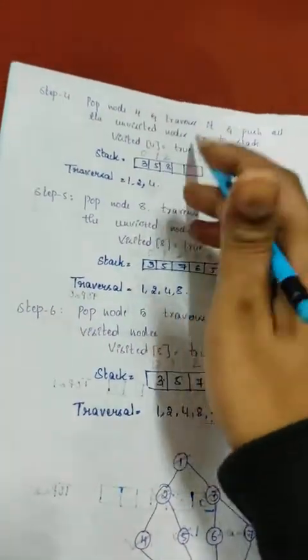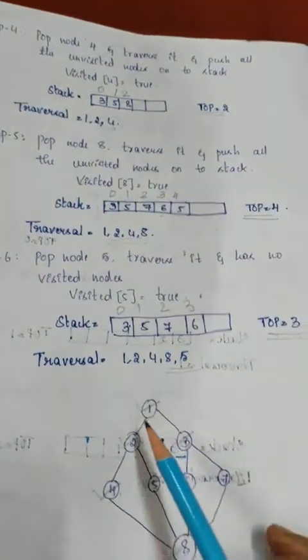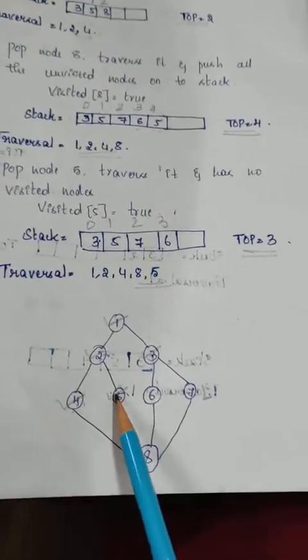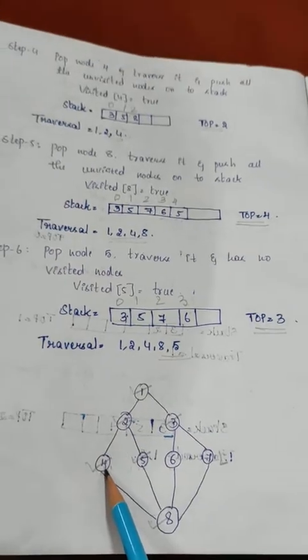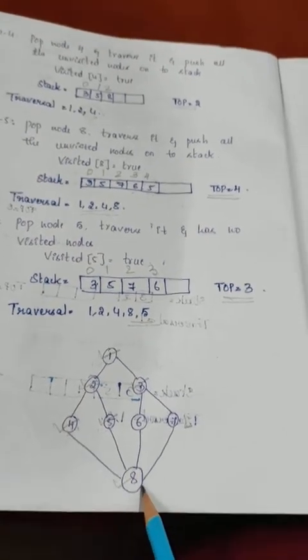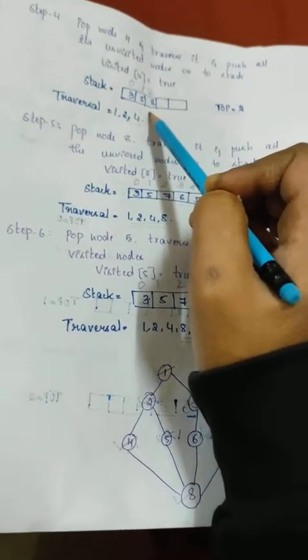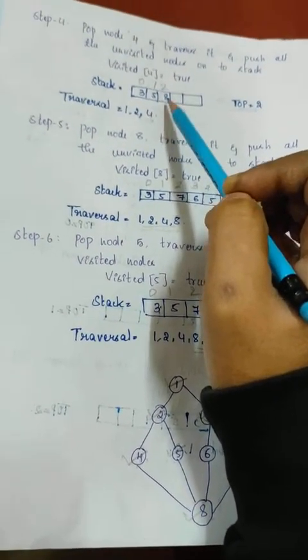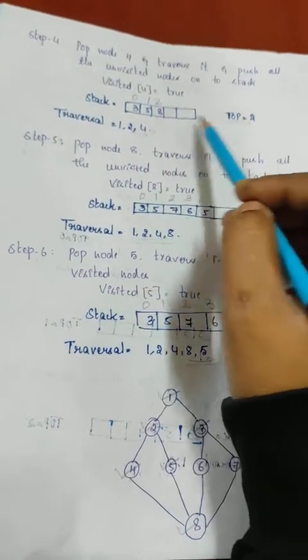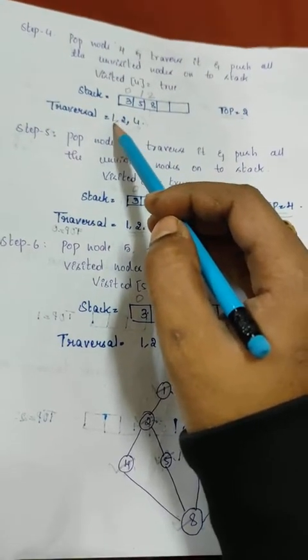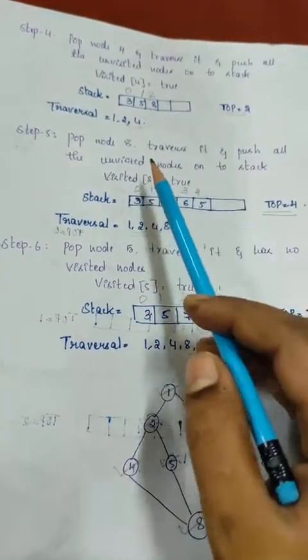In the next step, we want to pop 4. We'll see where 4 is traveling. To avoid confusion, I have written the graph once again. 4 is traveling to 8. So in place of 4, I have written 8. My top element is 8 and top position is 2. So I'll continue the traversal: 1, 2, 4. We'll again go for the next step.